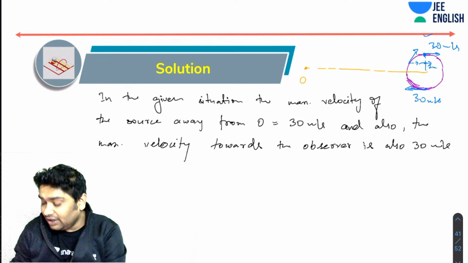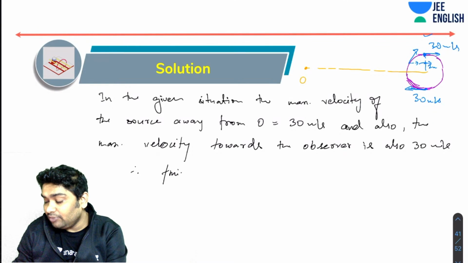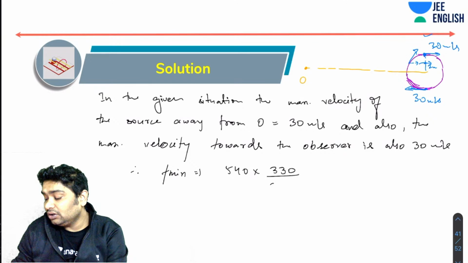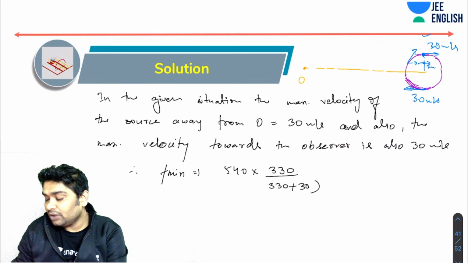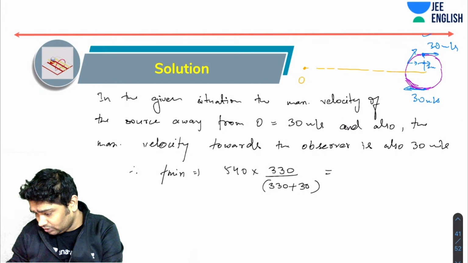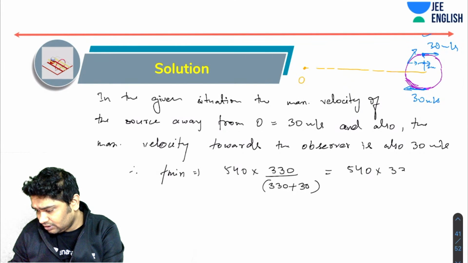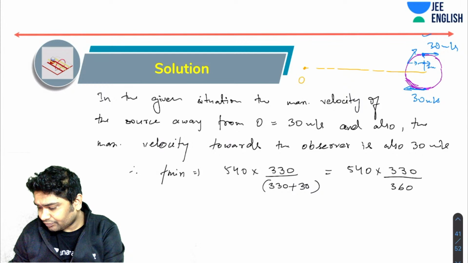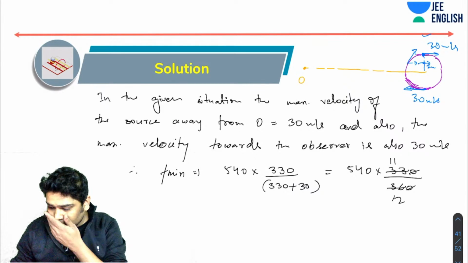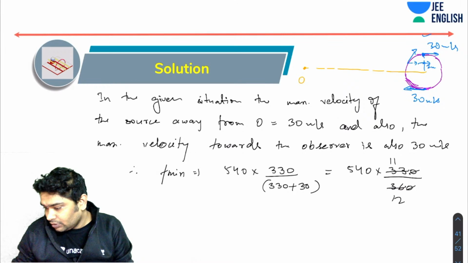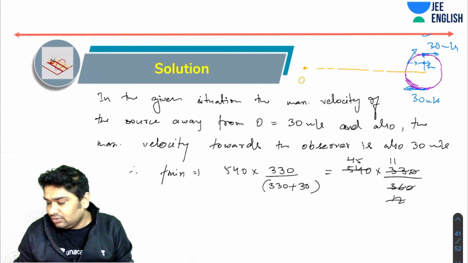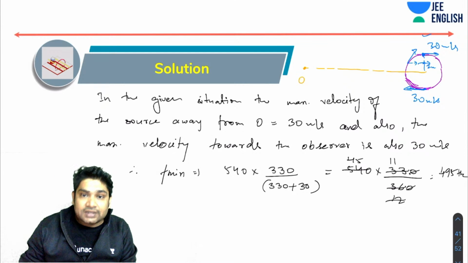Therefore, what will be F minimum? F minimum would be simply 540 into 330 over 330 plus 30. So that is 540 into 330 over 360. This gets cancelled, this is 11, 12, and now this is 45. 45 into 11, yes, that is 495. Absolutely. So that is the minimum frequency.